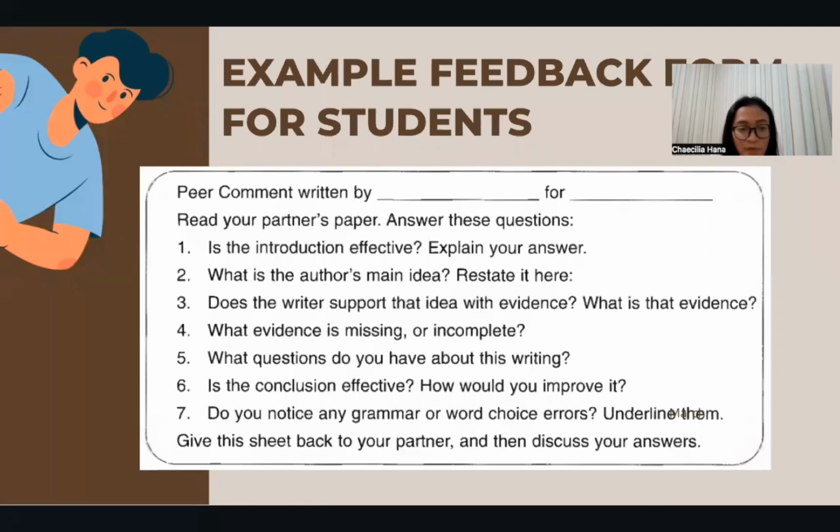This is about example feedback for students. After students have received feedback, they then begin the process of revising their papers. Next slide.